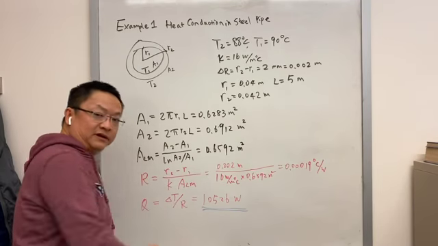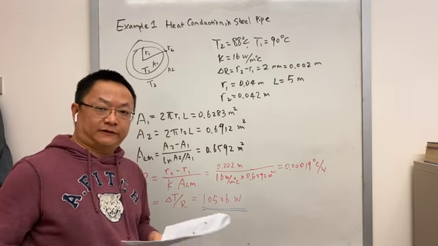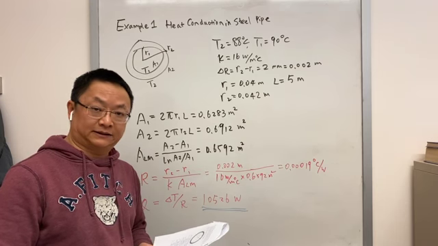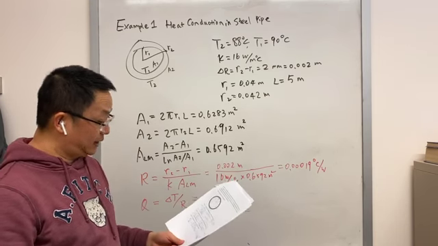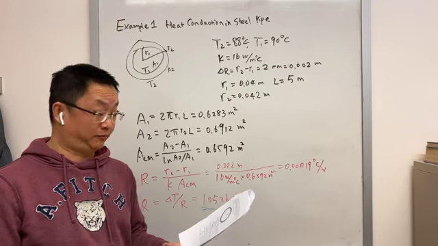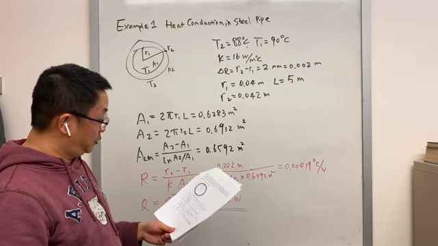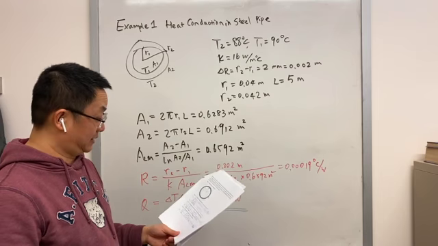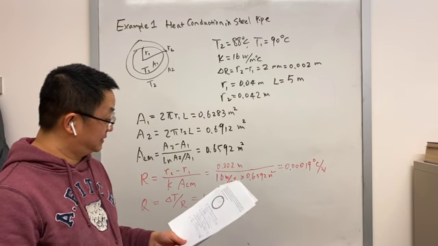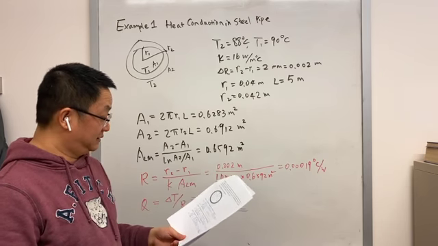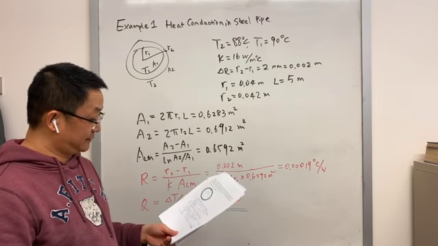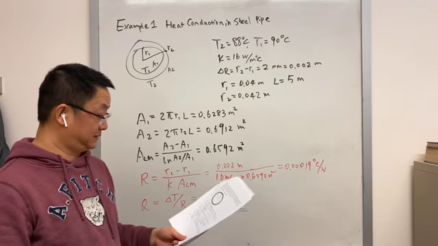Hello everyone. Here we're going to look at our first example on steady state heat conduction. This example says we have hot water running in a stainless steel pipe with a 0.04 meter inside diameter, and the length of the pipe is 5 meters. The inside wall is at 90 degrees Celsius, and the outside surface temperature is 88 degrees Celsius.